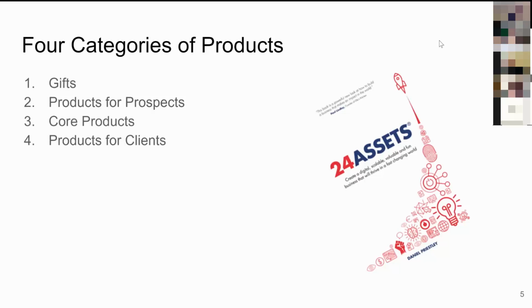Next thing to just think about is, if you remember, I can't remember which of the decks it was in, but we did talk about 4 categories of products which I'd lifted out of Daniel Priestley's book 24 Assets. So gifts, products for prospects or tripwires, whichever terminology you wish to use, your core product, and then your products for clients. So you can imagine, you might say, okay, well, I've got my core product embedded. These people are buying my core product. That's actually great. So what are they buying? What's the other products that you're going to sell them?